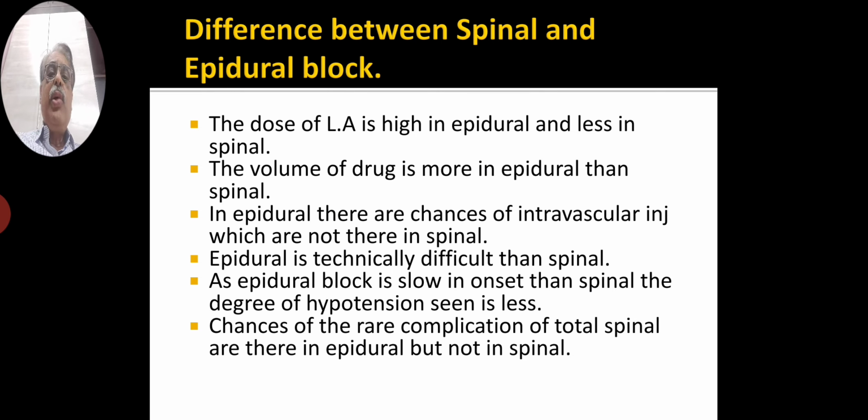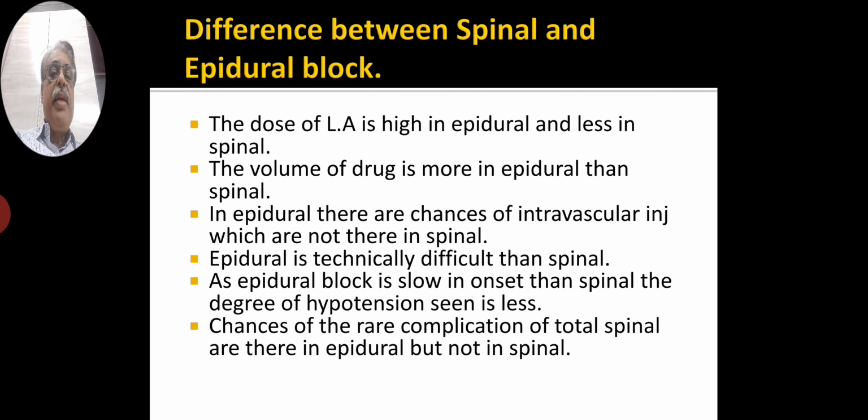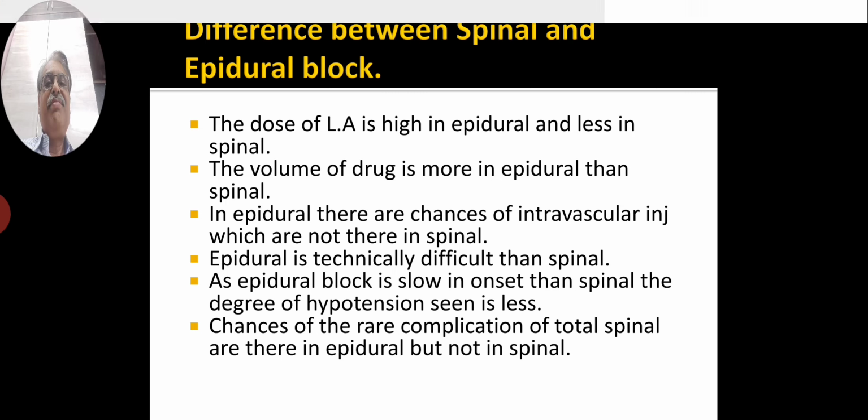The dose of the local anesthetic is high, as well as the volume of the drug required for epidural anesthesia, as compared to spinal anesthesia. In epidural, there are chances of intravascular injection which are not there in spinal anesthesia. Epidural is technically more difficult than spinal anesthesia. As epidural block is slower in onset than spinal, the degree of hypotension is less. Rare complications like total spinal are there in epidural but not in spinal anesthesia.